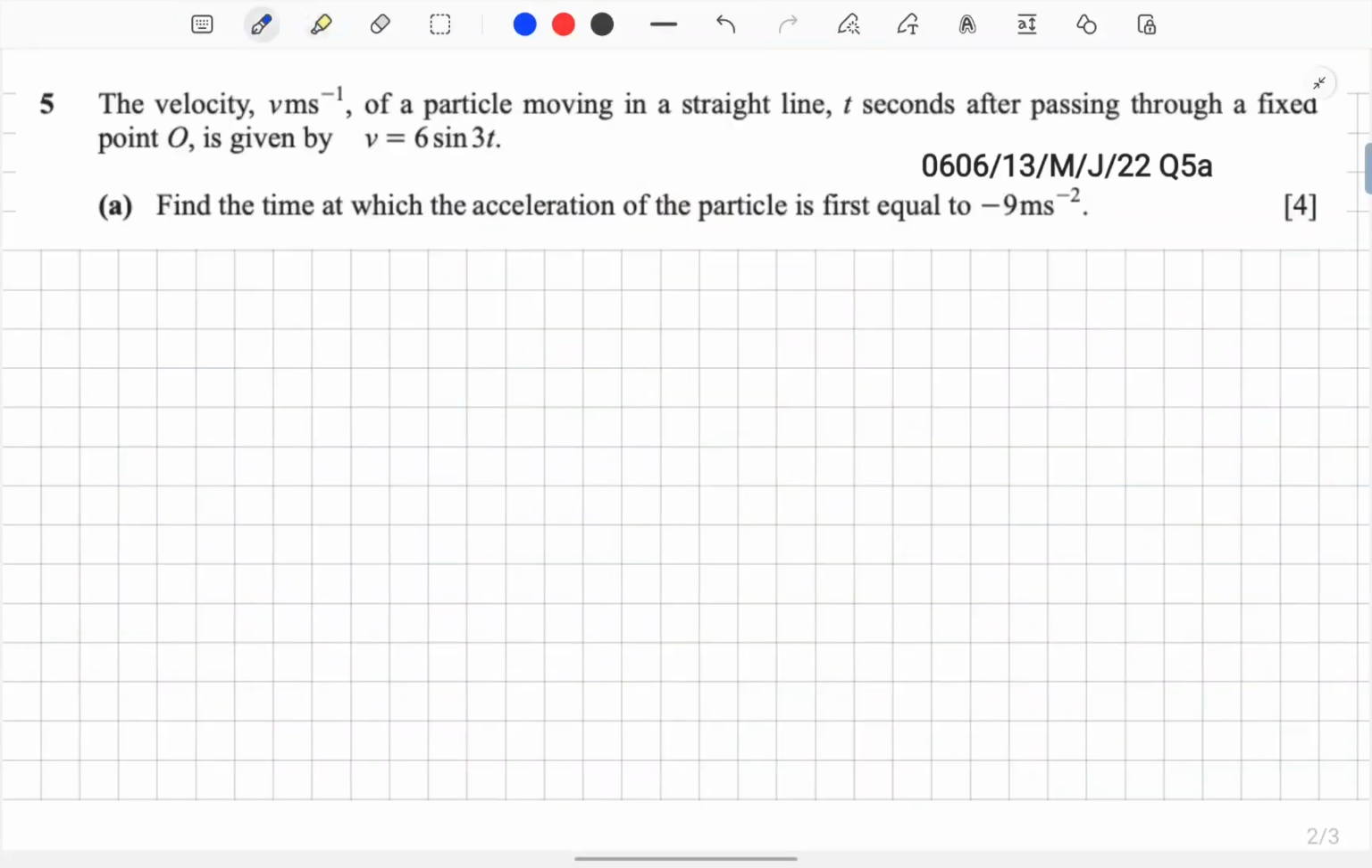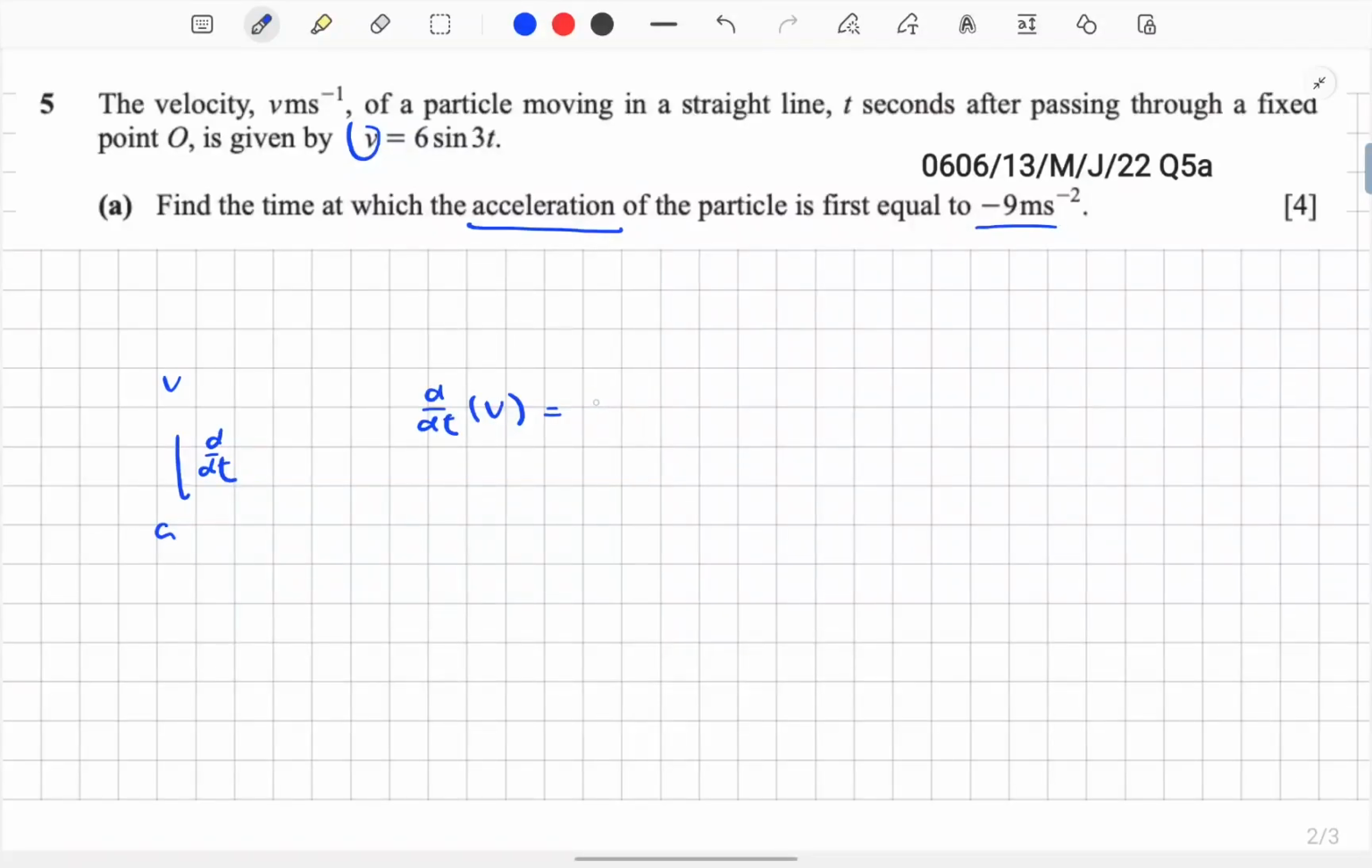In the second question, we're given the v, the velocity or the speed, and now we're asked to find the acceleration. So from v to a, we have to do differentiation. The main idea is that we will differentiate v, and we need to find when this equals -9, as requested by the question.